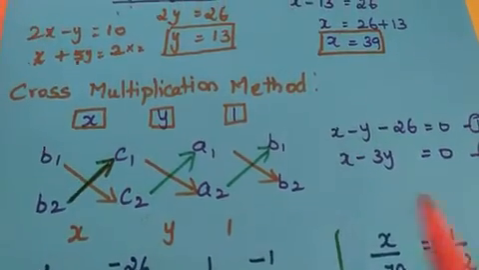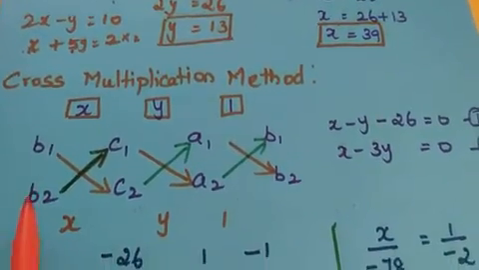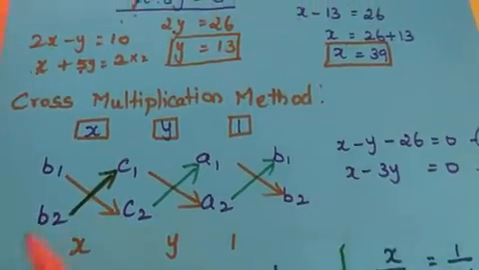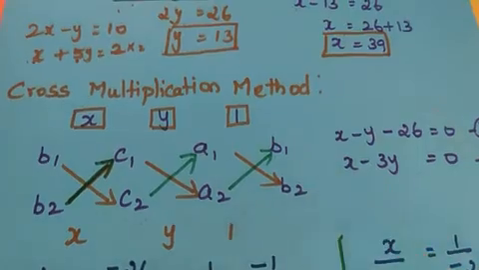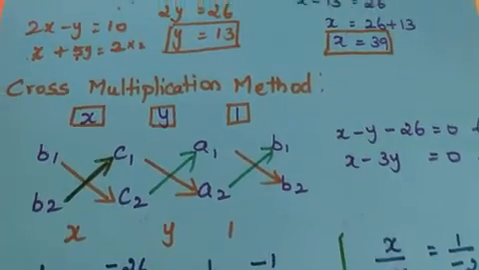So always 0 will not come over there. So 1 will be taken here. First we are taking the coefficient of B1. B1 means y coefficient, right? So B1, B2, C1, C2, A1, A2, B1, B2. Just observe the diagram very clearly so that it is very easy, right?